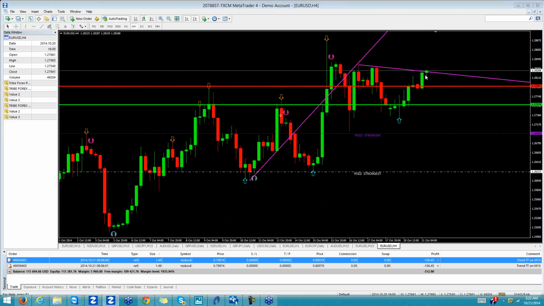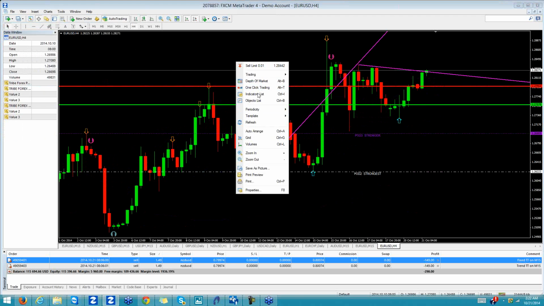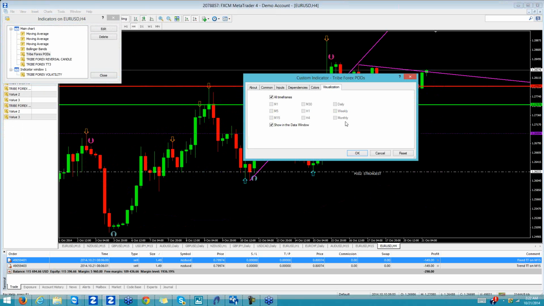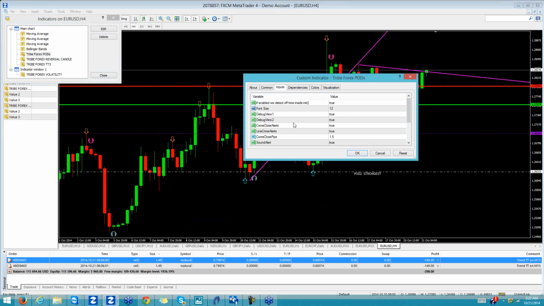Got to get rid of those indicators. Really annoying. You guys, you can control it from the Tribe Forex pods. You can just make that false, and then it won't make all that noise anymore.